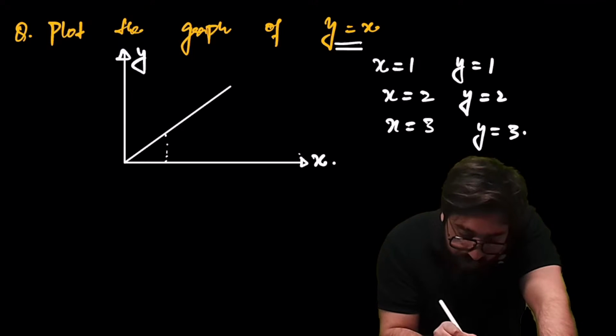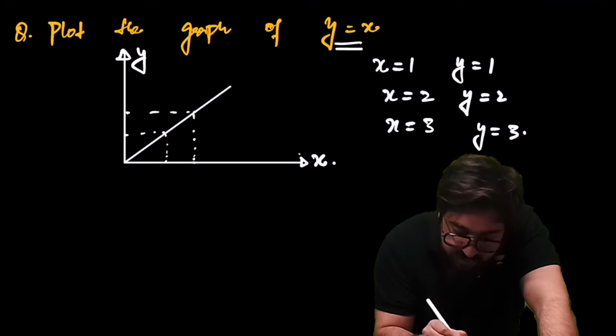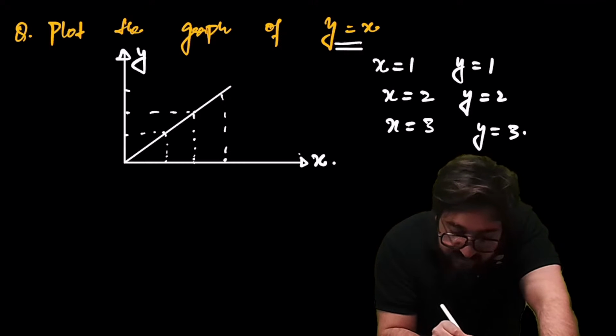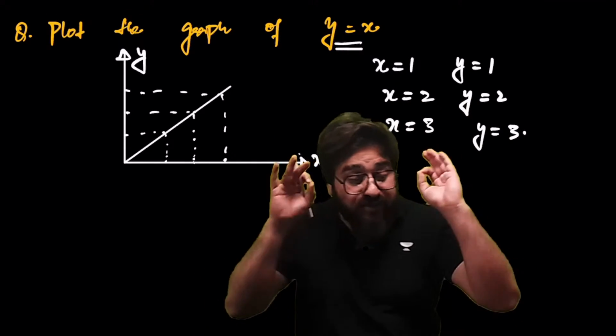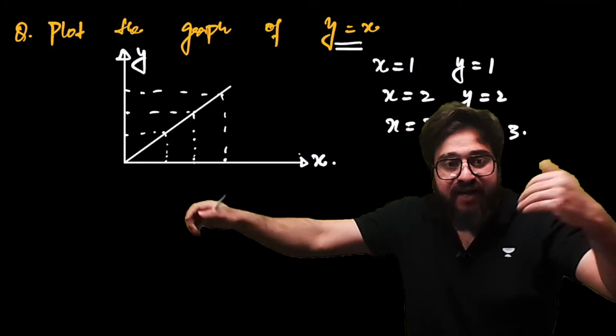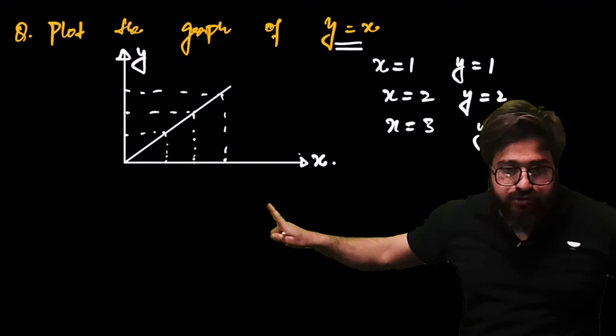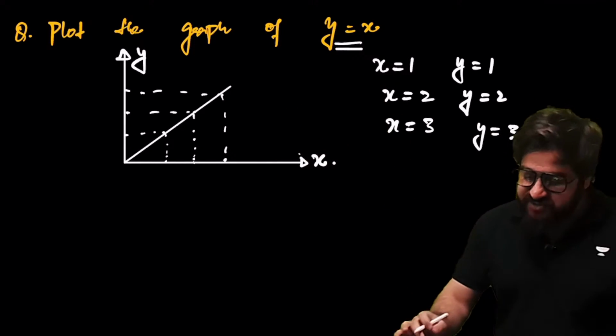Means when x is 1, we say y is 1. When x is 2, we say y is 2. When x is 3, we say y is 3 in that particular case. Okay. So this is how we make the graph, the graph between y and x. If I say graph between s and t, so s and t. Okay. For y is equal to x, the graph is this one.